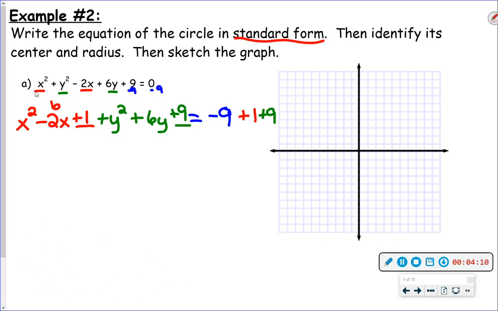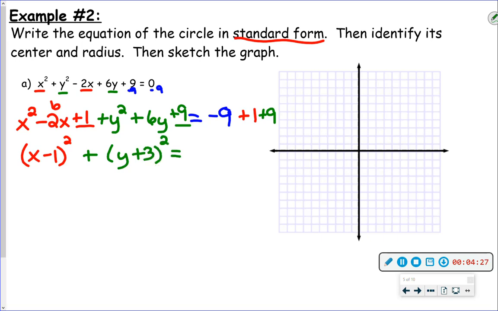Now, our red trinomial factors. Two numbers that multiply to 1 and add to negative 2: negative 1, negative 1. We're going to put a quantity squared, of course. Same for the green y's. Two numbers that multiply to 9 and add to 6: 3 and 3. And again, we'll put a quantity squared.